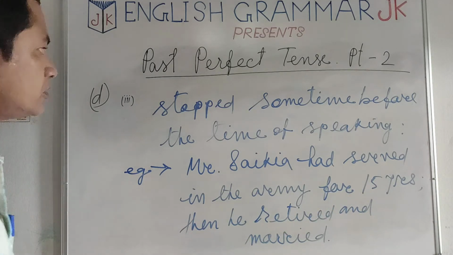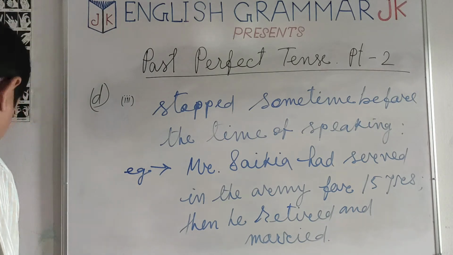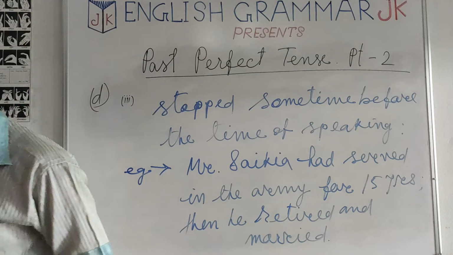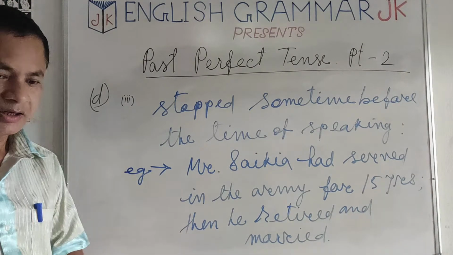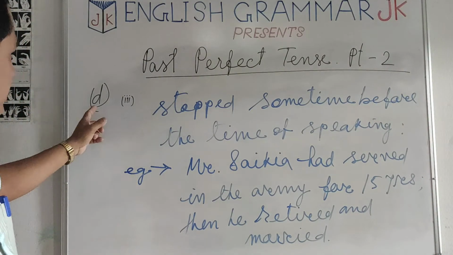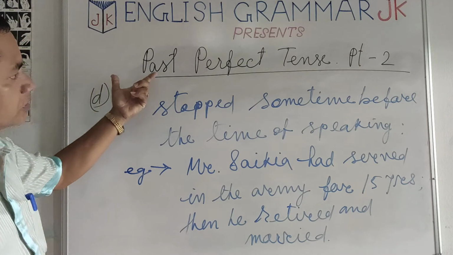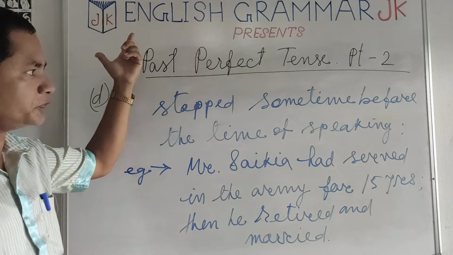Past perfect tense to ketia kotha koise, ami ki point alochona kori asu friends. We have been discussing that an action which began before the time of speaking in the past. That action to point number D to ami ki alochona kori asu, an action which began before the time of speaking.